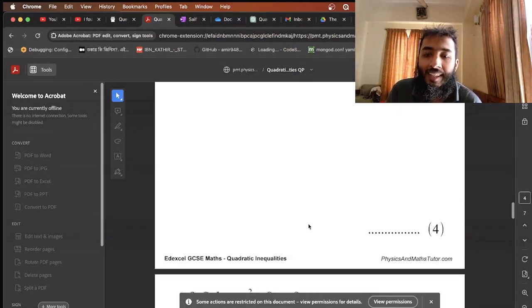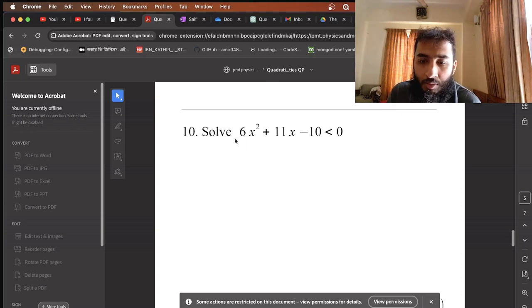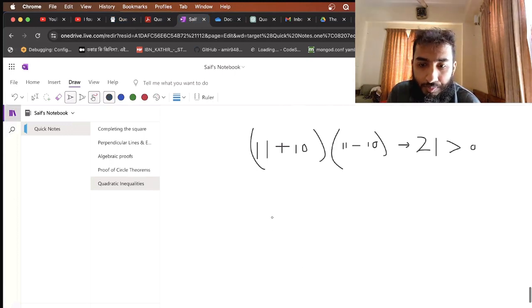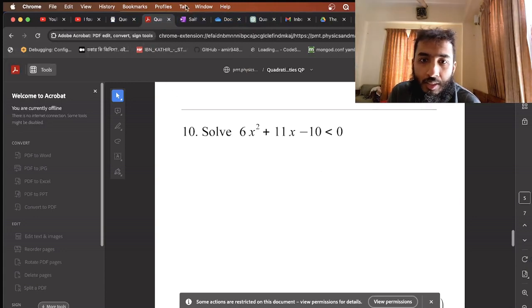So problems number 8 and 9 are similar, so you can do them yourself. I'll just look at problem number 10, which is also similar but slightly different in terms of the middle term. So let's do problem number 10. It says solve 6x squared plus 11x minus 10 is less than 0. So if I go to my notepad, it says 6x squared plus 11x minus 10 is less than 0.